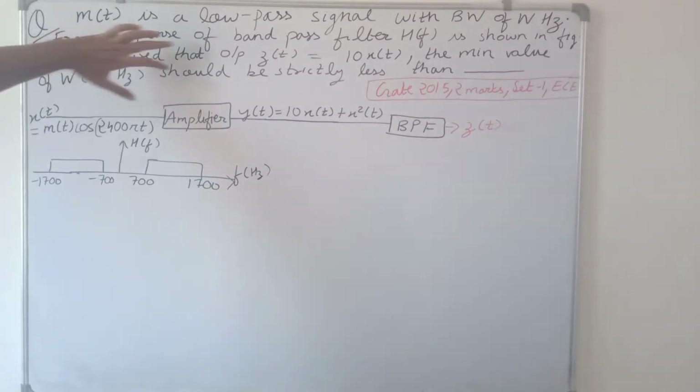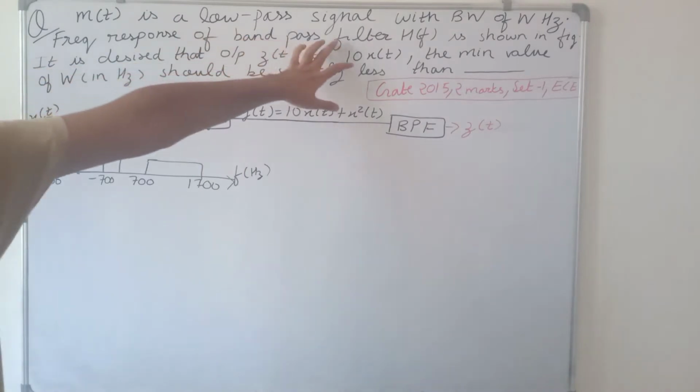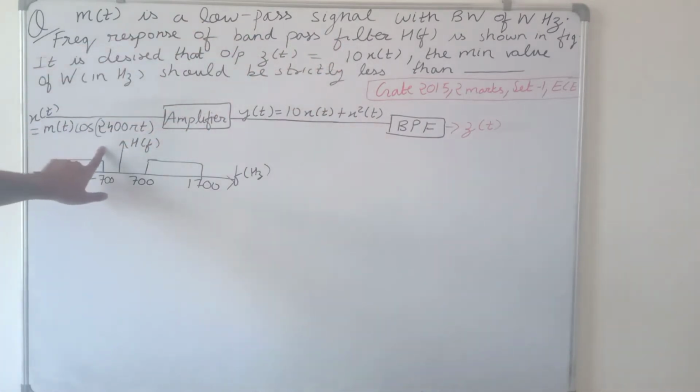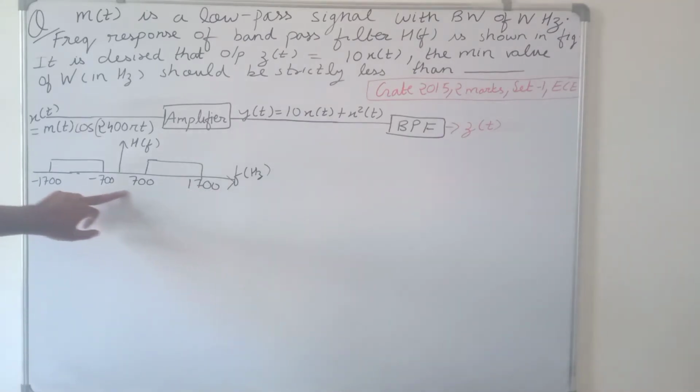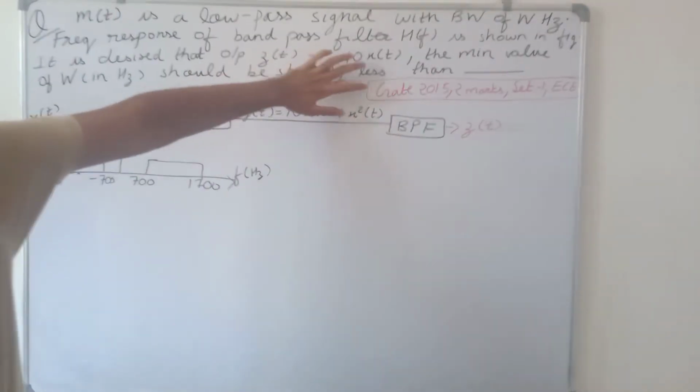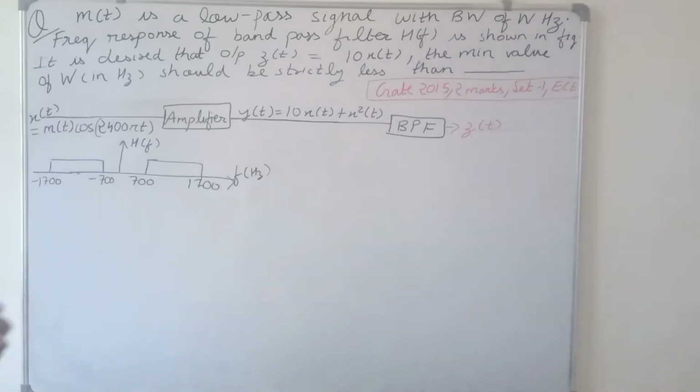Now it is given that the frequency response of the band pass filter H(f) is shown. This is the frequency response of the band pass filter, and it has a pass band from 700 to 1700. So it will pass the frequencies in this range. And it is desired that the output z(t) is equal to 10x(t).